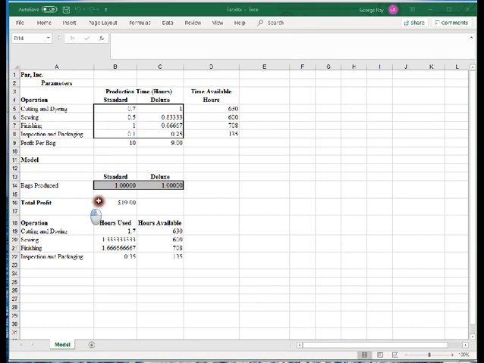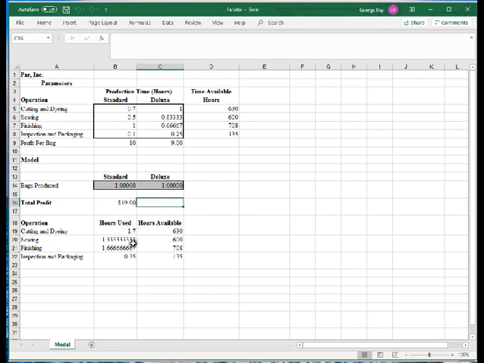Let's take a look at our total profit. This is a sum product. We multiply B9 to C9, in other words, our profit per bag for standard and deluxe, and we multiply those by B14, C14, which are the quantities for the standard and the deluxe bags. So I've just put 1 in as a placeholder for each one of those bags, and we see that our profit is 1 times 10 plus 1 times 9, or 19.